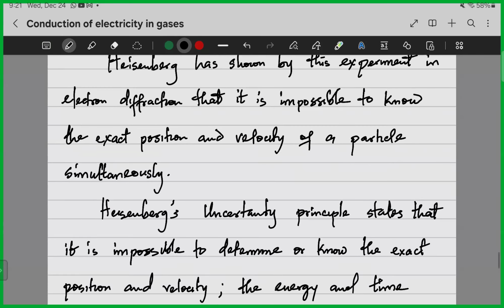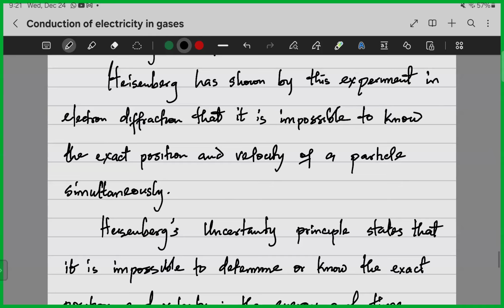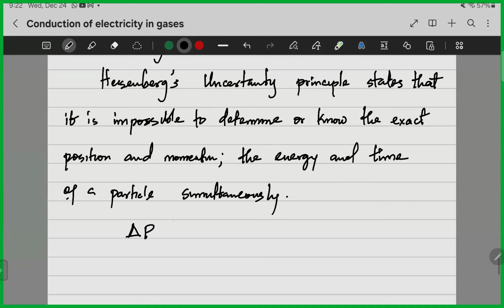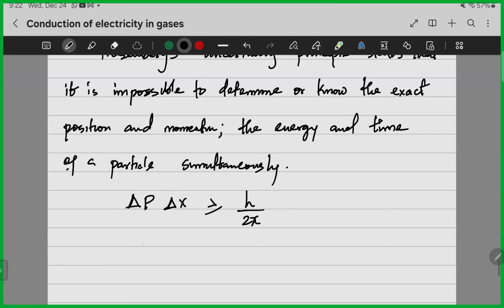Let me say it like this. Instead of position and velocity, let's say position and momentum. So I'm going to write it like this: the change in position times the change in momentum, Δx Δp, is greater than or equal to h over 2π. And the same thing for energy and time.